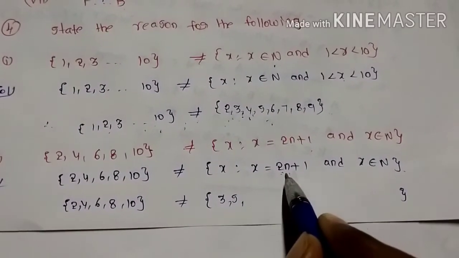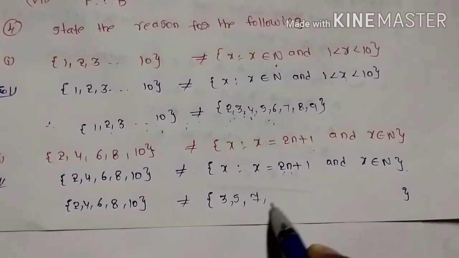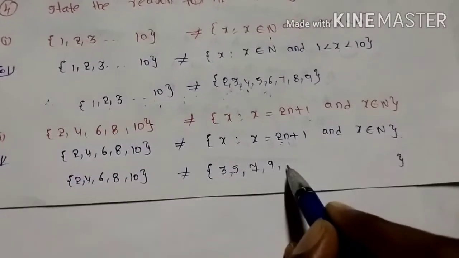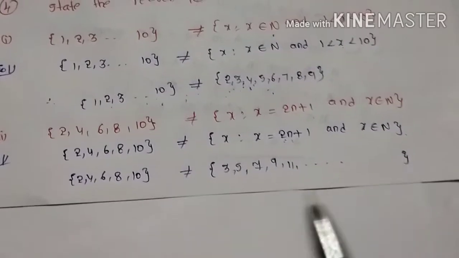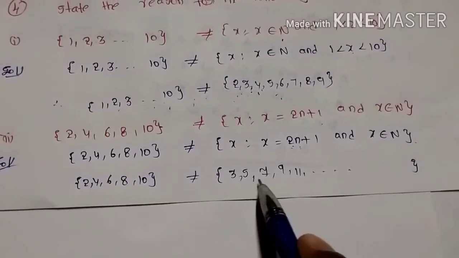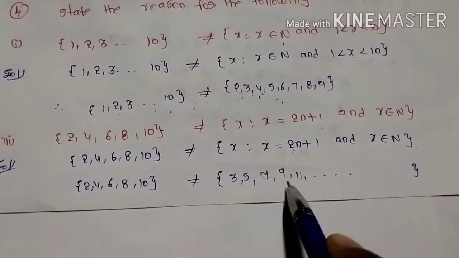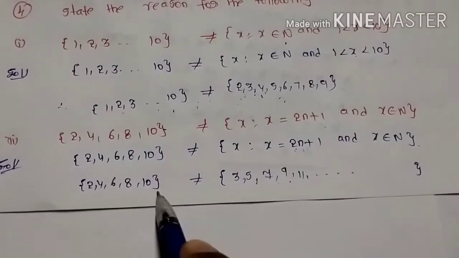3, 3 times 2 is 6, 6 plus 1 how much? 7. 4 times 2 is 8, 8 plus 1 how much? 9. 5 times 2 is 10, 10 plus 1 how much? 11. That means, once you observe, 3, 5, 7, 9, 11, these are all odd numbers or not? Yes, these are all odd numbers. These are all even numbers.